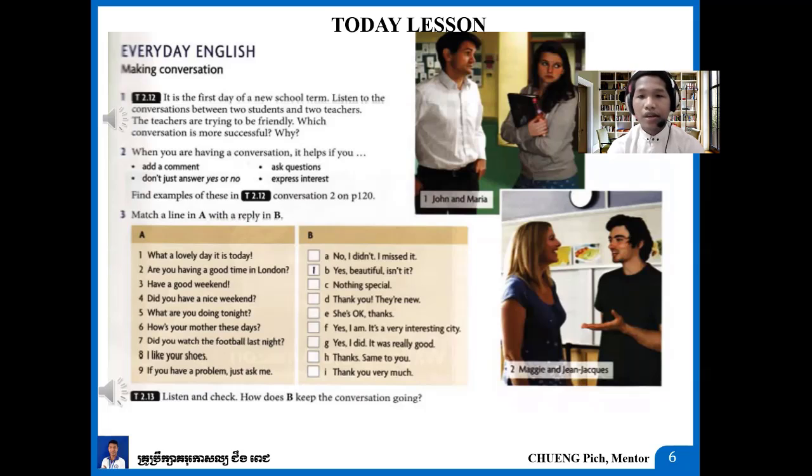It's not really successful. But look at the second conversation between Mackie and Jin. Mackie and Jin are both friendly, so when they are communicating, they try to add comments, ask questions or express their answers. They don't just say yes or no. But compared to the first one, Maria tries just to say yes or no only. She doesn't ask any question, she doesn't express any interest or add any comment to what John says.